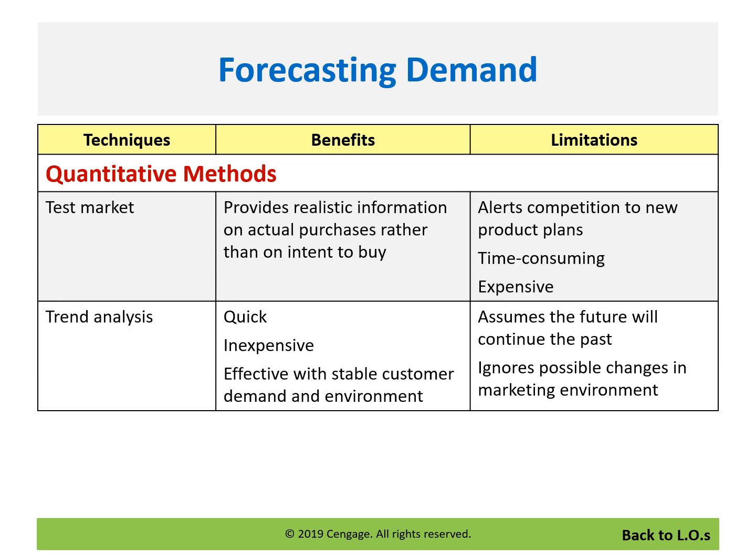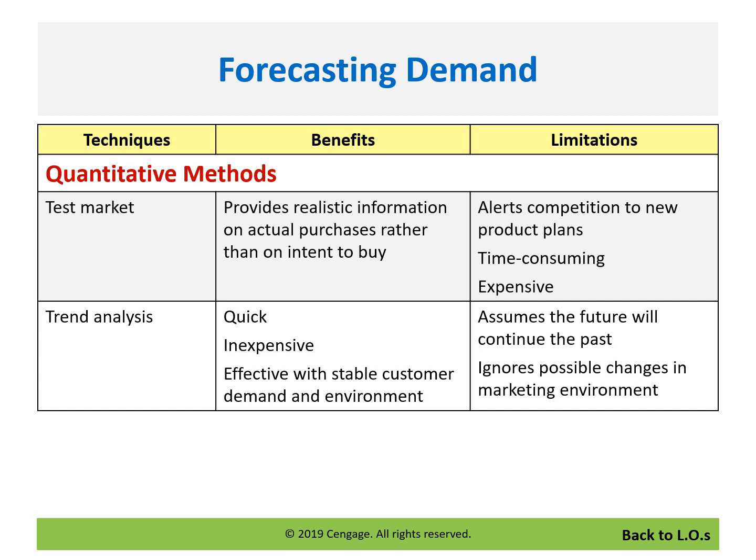We go now to quantitative methods, which include test marketing, which frequently helps planners assess consumer responses to new product offerings. The procedure typically begins by establishing one or more test markets to gauge consumer responses to a new product under actual marketplace conditions. This provides realistic information on actual purchases rather than on intention to buy. However, this alerts competition to new product plans. This forecasting method is also time-consuming and expensive.